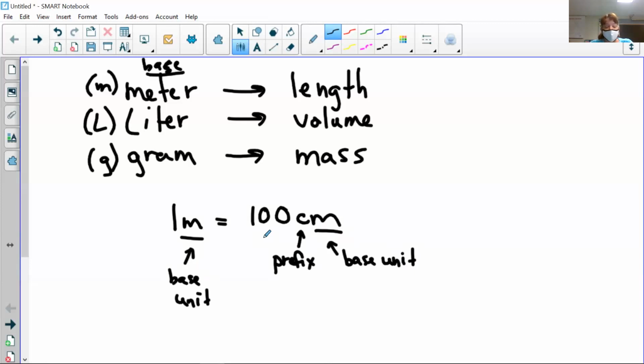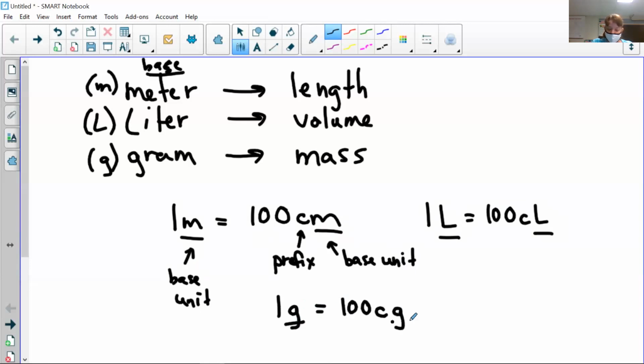If we were talking about the base unit liter, it would look like this. 1 base unit equals 100 centis of that base unit. Or if we were talking about grams, it would be 1 base unit equals 100 centis of that base unit. Okay, so that prefix piece can be put in front of any base unit. And in the case of centi, it means you always have 100 of that particular base unit.